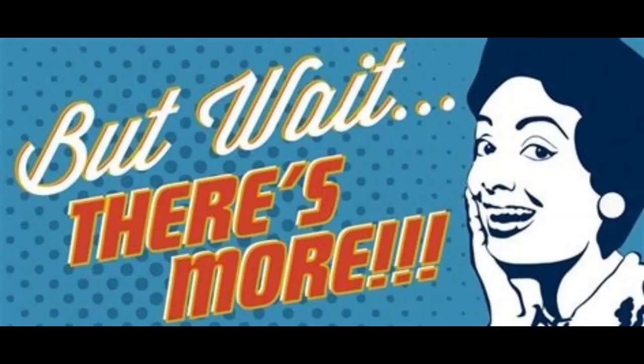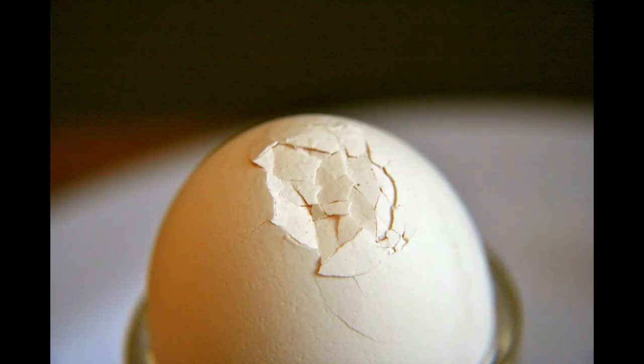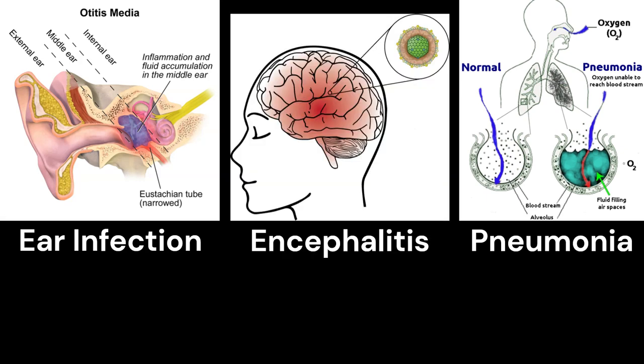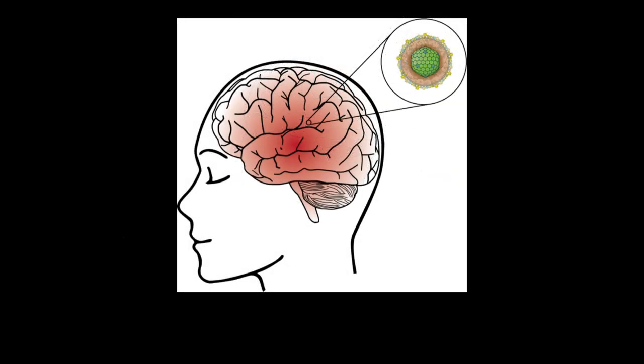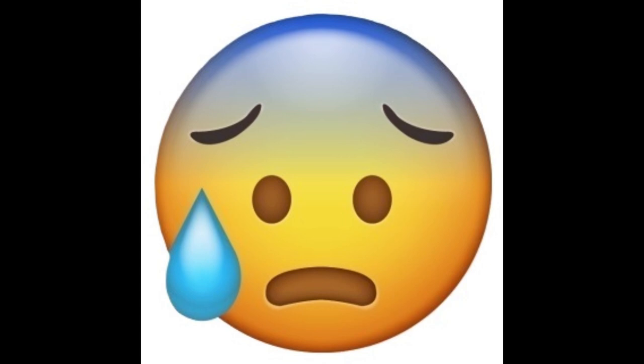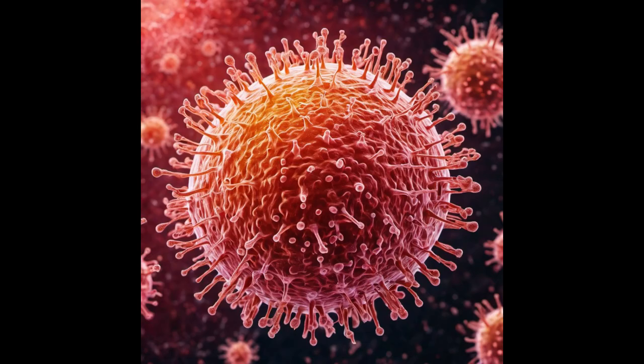Additionally, other potentially more serious complications may occur as well. The measles may make you more susceptible to things like ear infections, pneumonia, and, in some rare cases, encephalitis, which is inflammation of the brain. If not treated promptly and properly, encephalitis can lead to lifelong disabilities, or even death. Well, that was somber. But hey, measles!